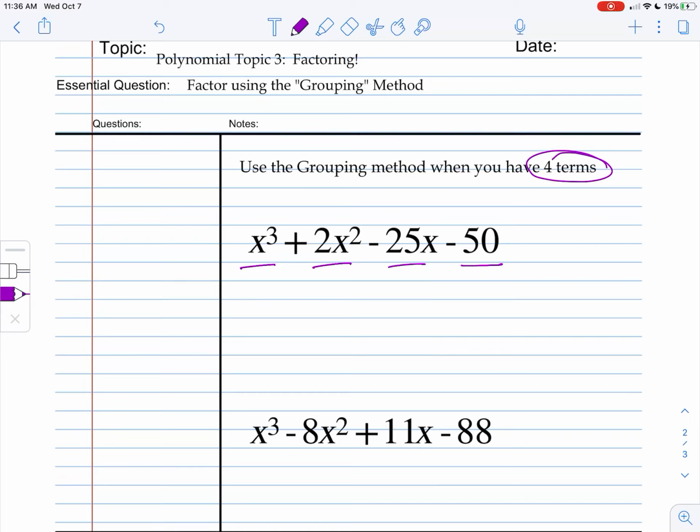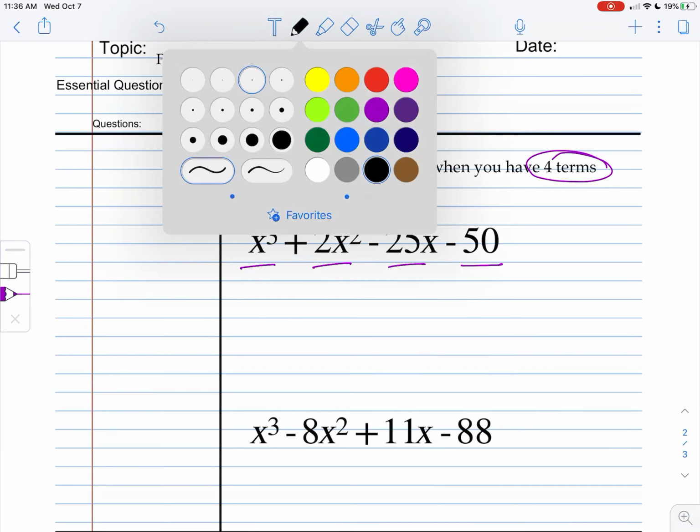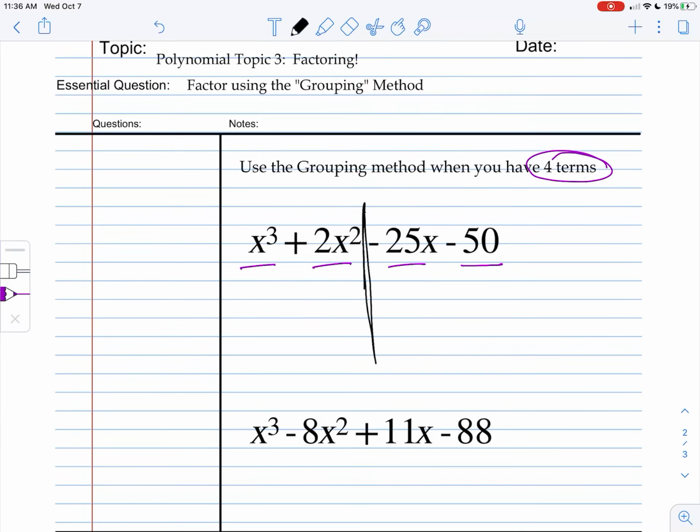We ungrouped that middle term. This time I already have 4 terms. That's x cubed, x squared, x to the first, and a constant. So the first thing I'm going to do is group. I'm going to cut it in half.